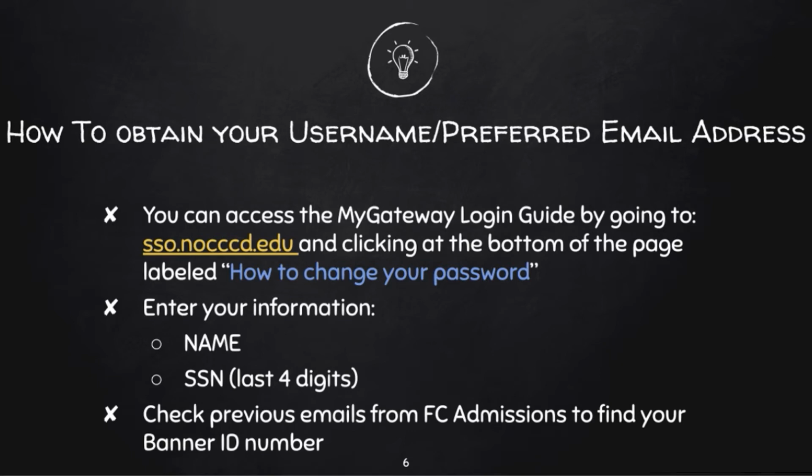Click on this option and provide your student ID number and the last 4 digits of your social security number. If you need to obtain your username, please click Previous Emails from FC Admissions to locate your banner ID number. If you cannot locate this, please access the My Gateway portal and click on Forgot Username. You will need to provide your preferred email address and your date of birth. If at any point you still need more assistance, there is a My Gateway login guide at the bottom of the portal labeled in blue named How to Change Your Password.